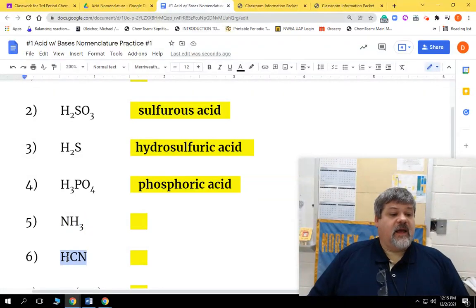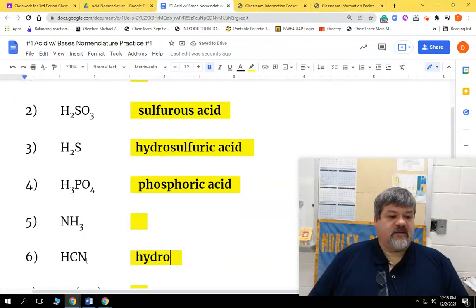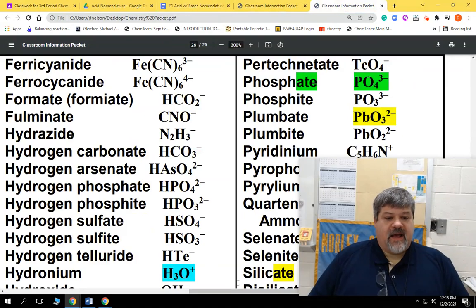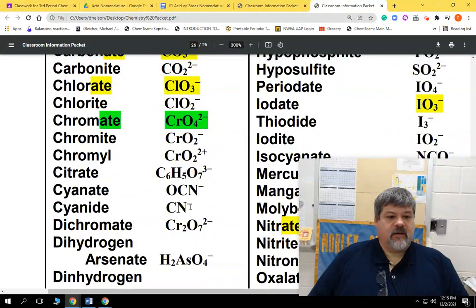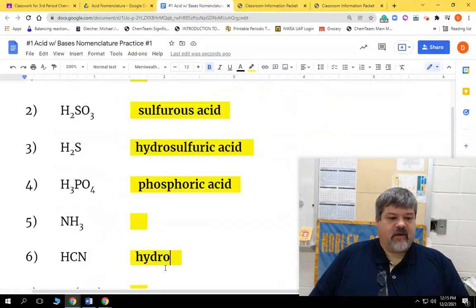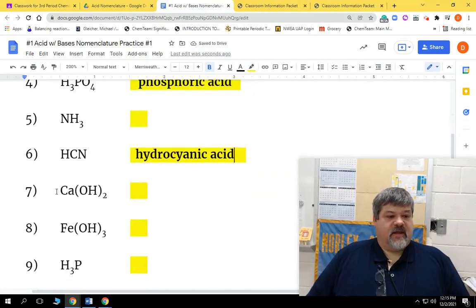Okay, let's go to the next one. Here we have HCN. There's no oxygen, so again, we're going to put hydro at the beginning, and now we're going to look for CN. CN is, again, a polyatomic ion. We'll go back to the first column, go down to CN. There is CN, it's cyanide. Ide goes to ic. So it's going to be hydrocyanic acid. Okay, let's go to the next one.